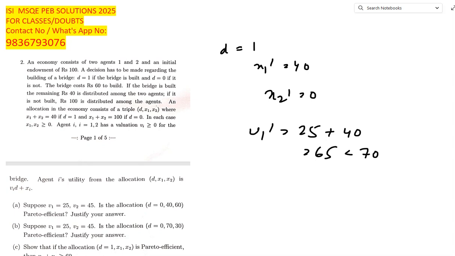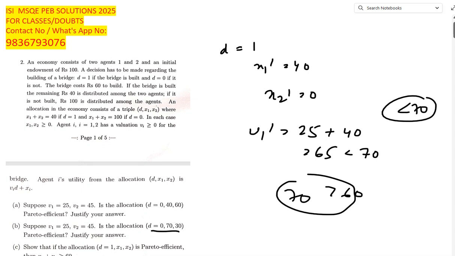So yes, the allocation is Pareto efficient, because although building the bridge is socially efficient, that is, total valuation 70 is greater than 60, any alternative allocation that includes building the bridge would make agent 1 worse off, because the utility would be below 70. Since no other allocation can make at least one better off without making the other worse off, the allocation is Pareto efficient. That's why.